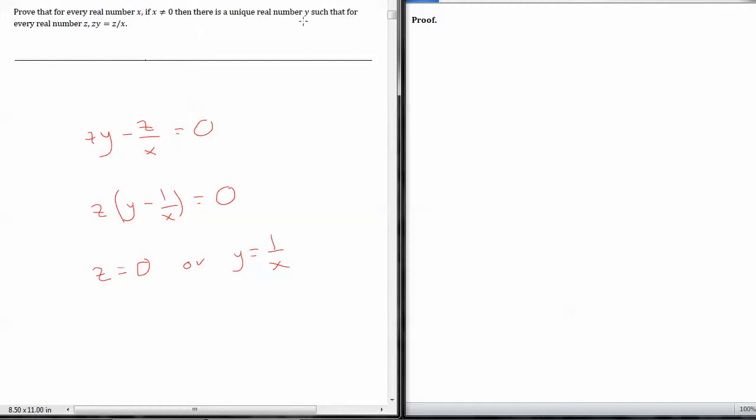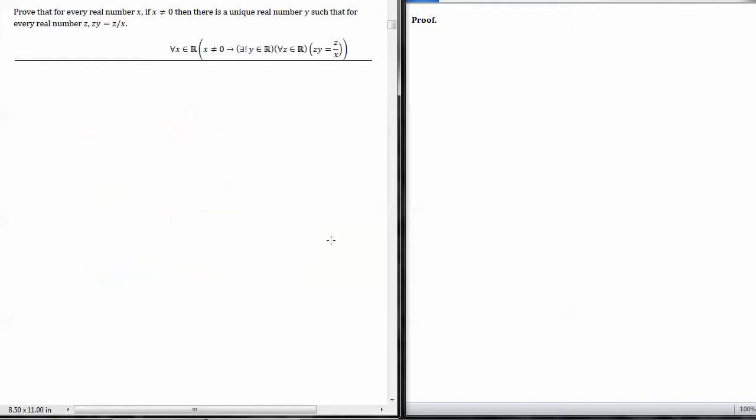and we need there to be a unique real number y such that for every real number z this is true. Now z equals 0 is not going to be true for most real numbers, and so for all of those non-zero values of z, this equation is going to have to be true. And so there is a unique value of y that works, namely 1 over x. So we can make some sense of this, but we have a little bit of work to do to give a rigorous proof of it.